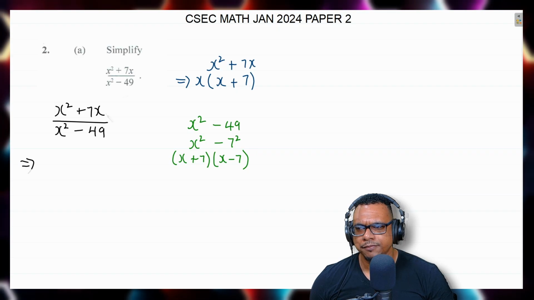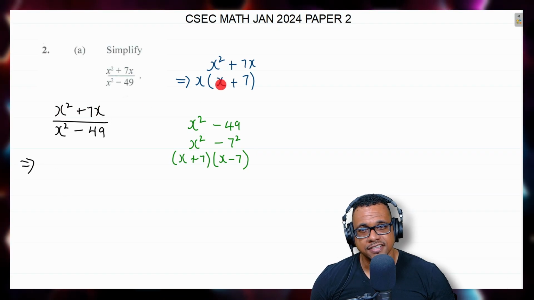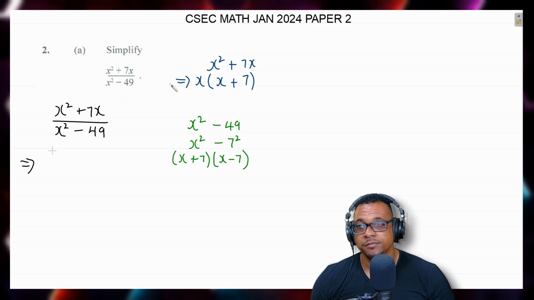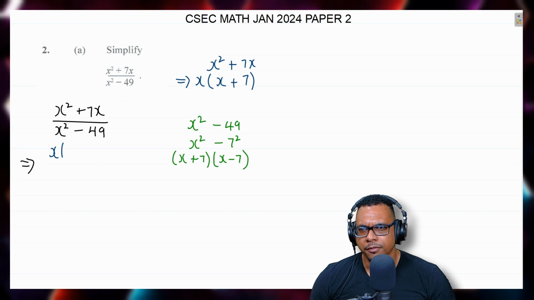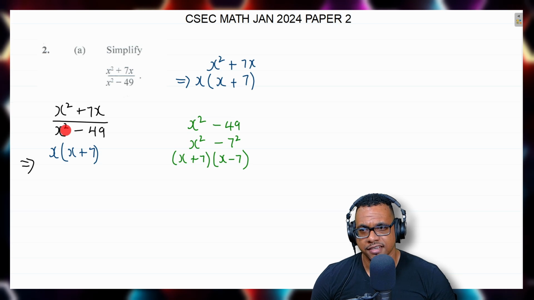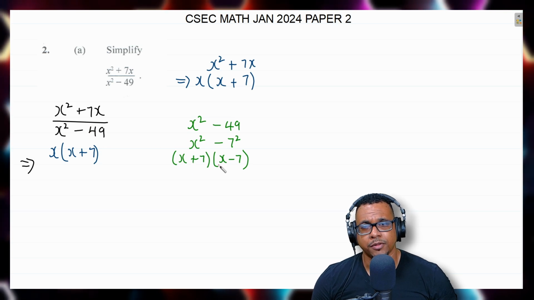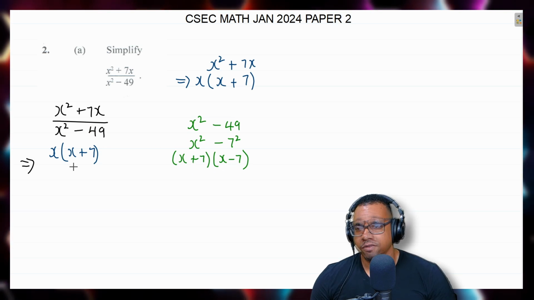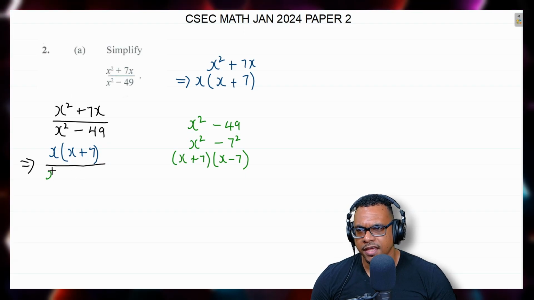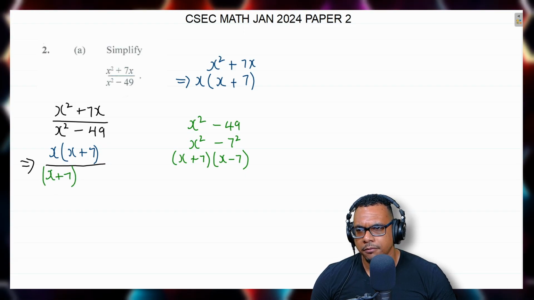And this would imply, so for my numerator, I factorized my numerator and I got this as the answer, x multiplied by x plus 7. So I'm writing this for the numerator. So I have x multiplied by x plus 7 as my numerator. And then for my denominator, we factorized this and we got x plus 7 multiplied by x take away 7. So this will be over, and for my denominator, that works out to be x plus 7 multiplied by x take away 7.